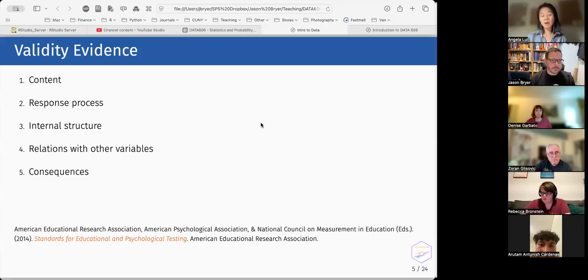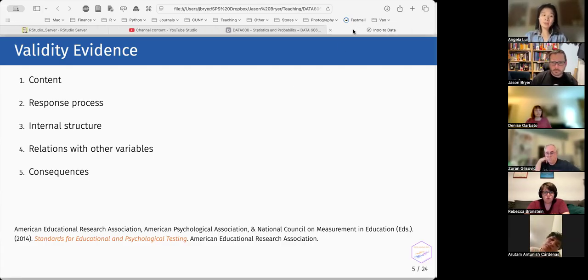And then there's response processes, which asks whether students are interpreting these questions in the way that we as developers intend for students to interpret them, right? One of the popular examples is, are students really just guessing and getting to the right answer, or are they really going through the process that we intend for them to go through in order to answer that math question?